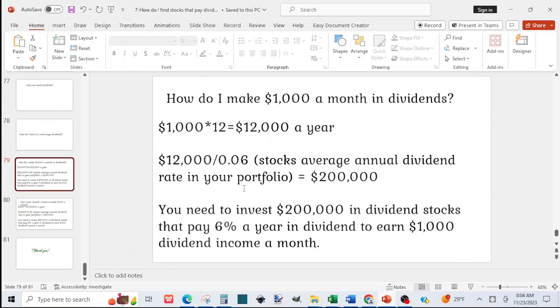So you will want to choose the rate that will be the average in your portfolio, and then you take that $12,000 divided by that rate. In this example, we use 6%. So you take that annual income you want to make in dividend divided by that 6%, and 12,000 divided by 6% equals $200,000. So you need to invest $200,000 in stocks that pay you a 6% annual dividend yield for you to earn $1,000 in dividend income a month.